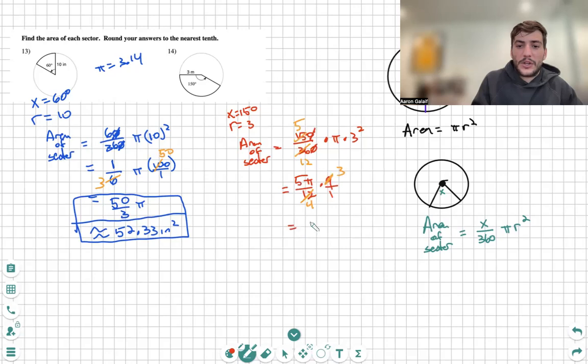And we will get 15 pi over 4 inches squared as my exact answer, and then multiply it by 3.14 to get 11.775 inches squared for our approximate.